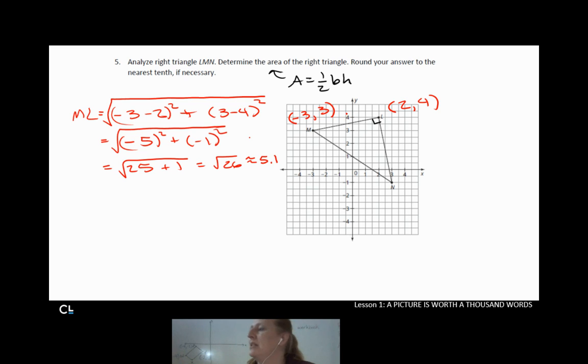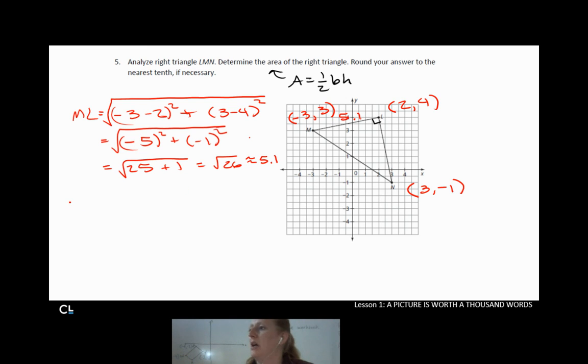Oh, I found my base is 5.1. I need my height because remember, height is perpendicular to the base. So I need my height. Well, I have the coordinates for L. See the coordinates for N. Right 3, down 1. So 3, -1. Great. All right.